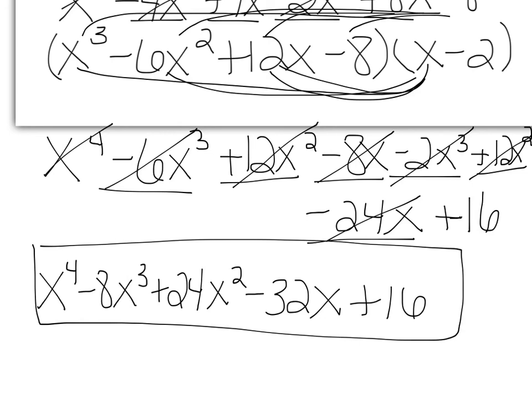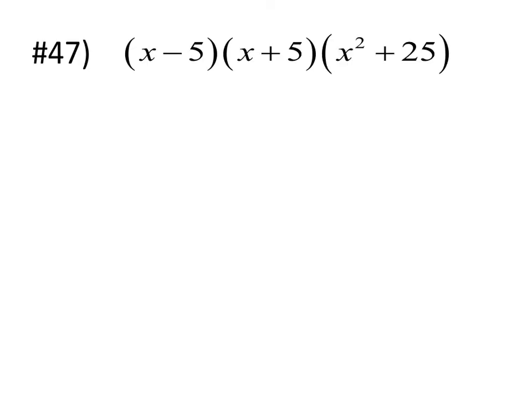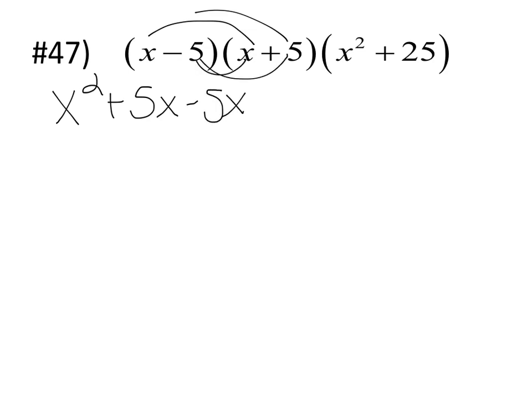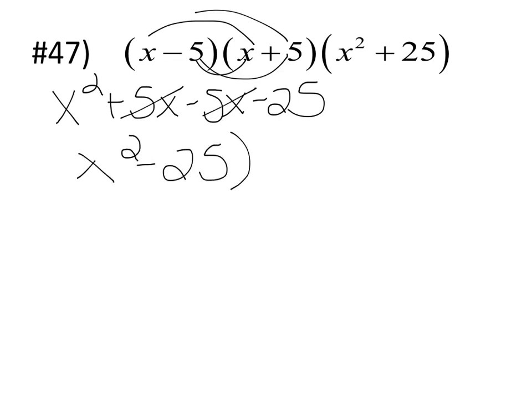Shocker. X minus 5 times x plus 5 times x squared plus 25. So again, you could do sum and difference, but I'm just going to go ahead and distribute: x squared plus 5x minus 5x minus 25. Middle terms cancel, leaving you x squared minus 25, which you are then going to multiply times x squared plus 25, which is this one.